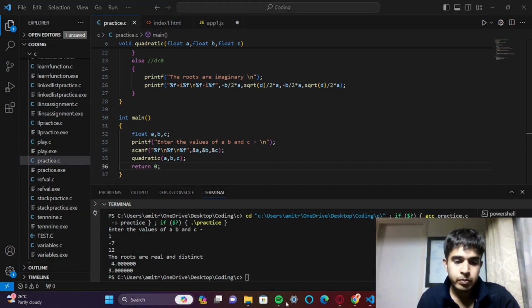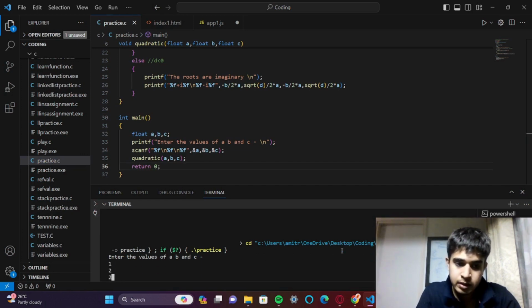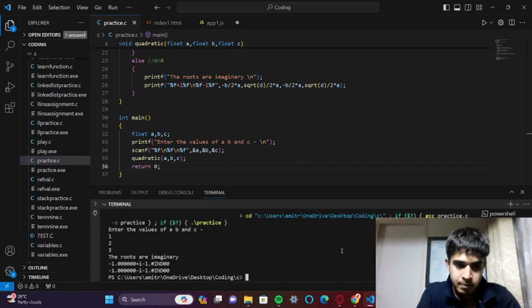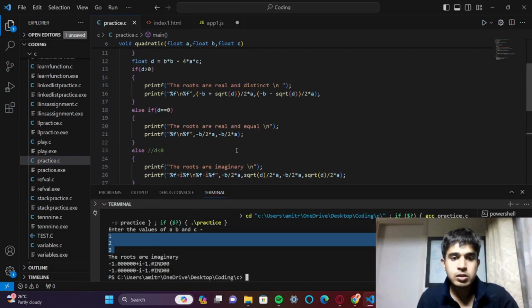Let me run the code again to just check with other values. Say 1, 2 and 3. Okay, so we have imaginary roots for this particular set of input values. So that's how this code works.